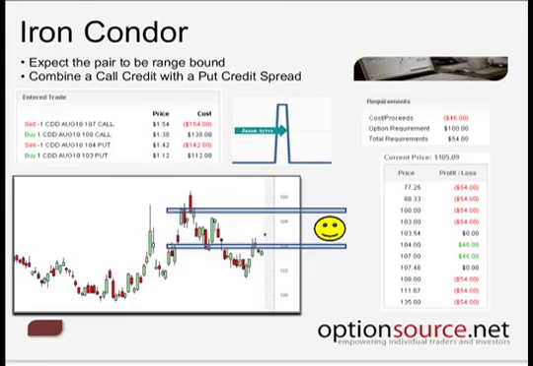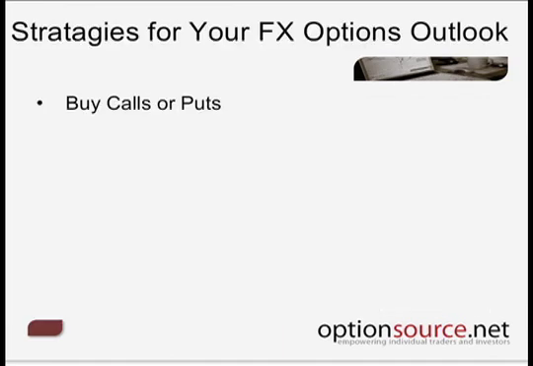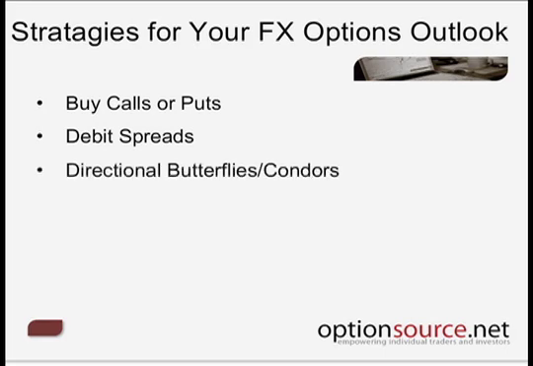Okay, so basically what we've done, guys, is we pulled together a number of different combinations in order to capitalize on a particular objective or a particular directional view on our currency pair values. The important thing to recognize is that there are a multitude of strategies that you can very effectively implement using these FX options. You can buy calls and puts to trade your directional views. You can create debit spreads to lower your risk exposure on those directional views. You can create directional butterflies and condors to also capitalize on a particular directional view.